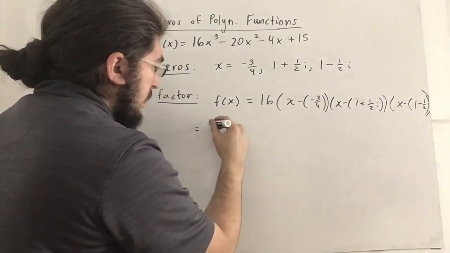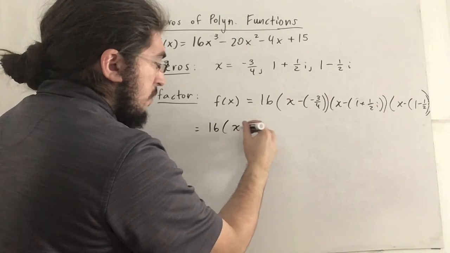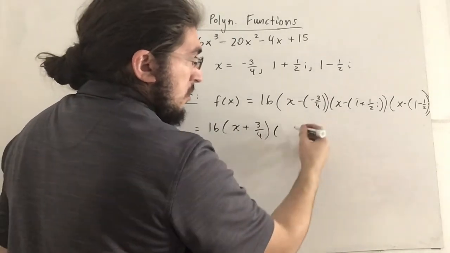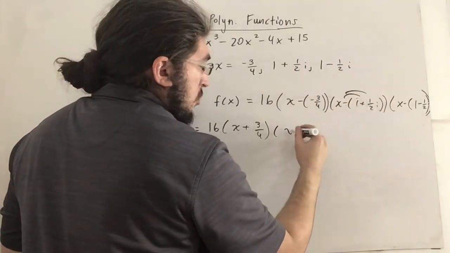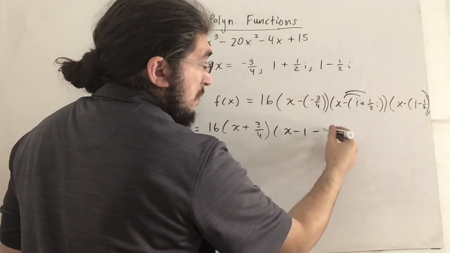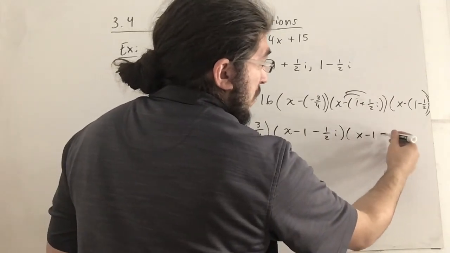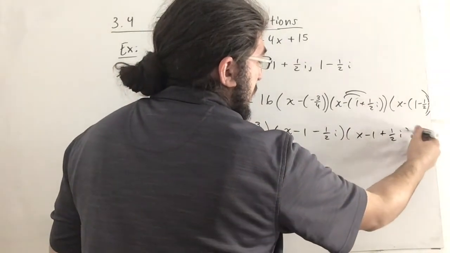So right, changing some of the signs here. The double negative there will be plus 3 over 4. This is going to be distributing the negative here. It will be x minus 1 minus 1/2 i. This is going to be x minus 1 plus 1/2 i.